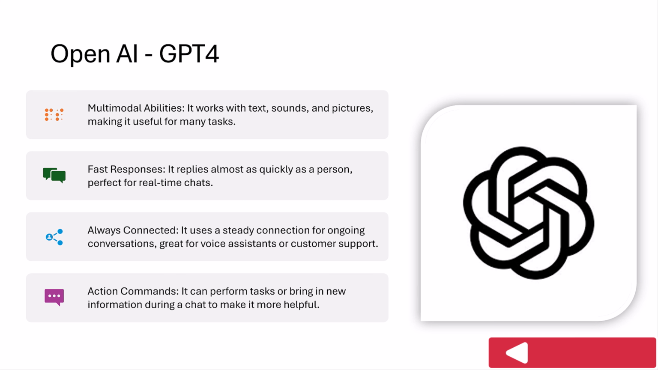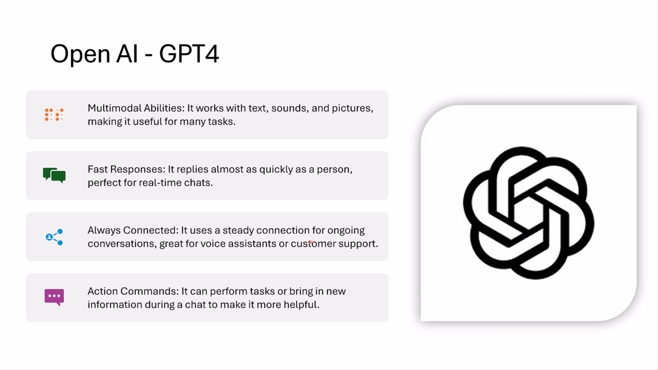OpenAI GPT-4 real-time is a smarter, faster version of the GPT-4 model designed for real-time communication. It can handle text, audio, and images quickly and smoothly. First is this multimodal ability. So it works, as I mentioned, with text, sound, and pictures, making it useful for many tasks. Second, it provides fast responses, replying almost as quickly as a person, perfect for real-time chats.